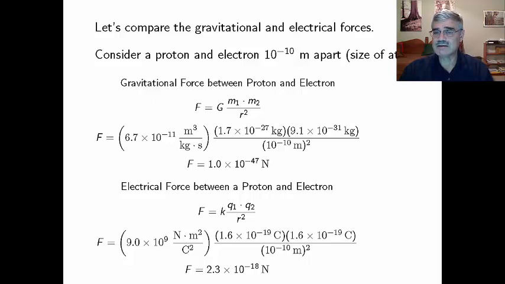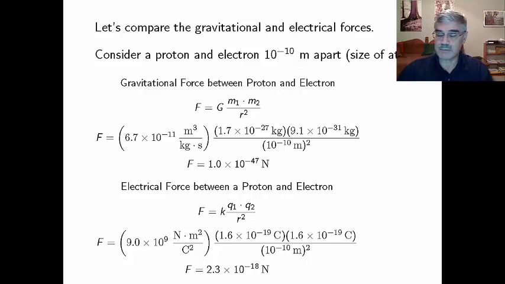Now, if we calculate the electrical attraction between a proton and electron using the equation shown, the force of electrical attraction is equal to this constant, Coulomb's constant, times the product of the two charges, Q1 and Q2, divided by r squared. And we plug in the corresponding constants and numbers for the charge on a proton and a charge on an electron and the separation distance, etc. We will get the force for an electrical attraction as 2.3 times 10 to the minus 18th newtons.